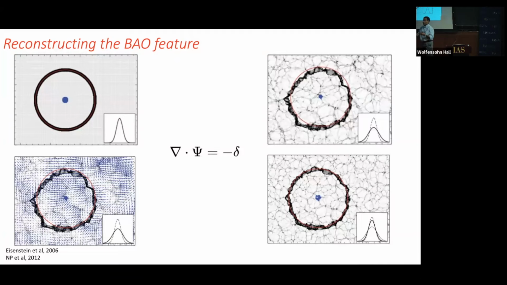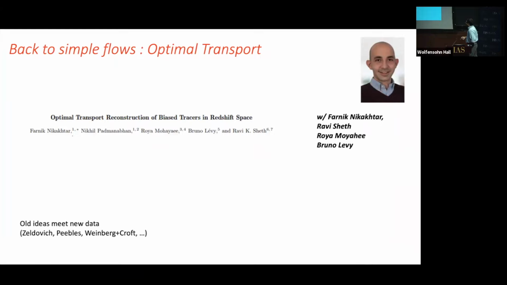So I'd like to, firstly, ask whether we can do things better than what we've done before, but also what new science this enables beyond just the BAO measurements that I showed you. So one of the first things I'm going to talk about here is a way to do these flows backwards, but now thinking about it in a very geometrical way.